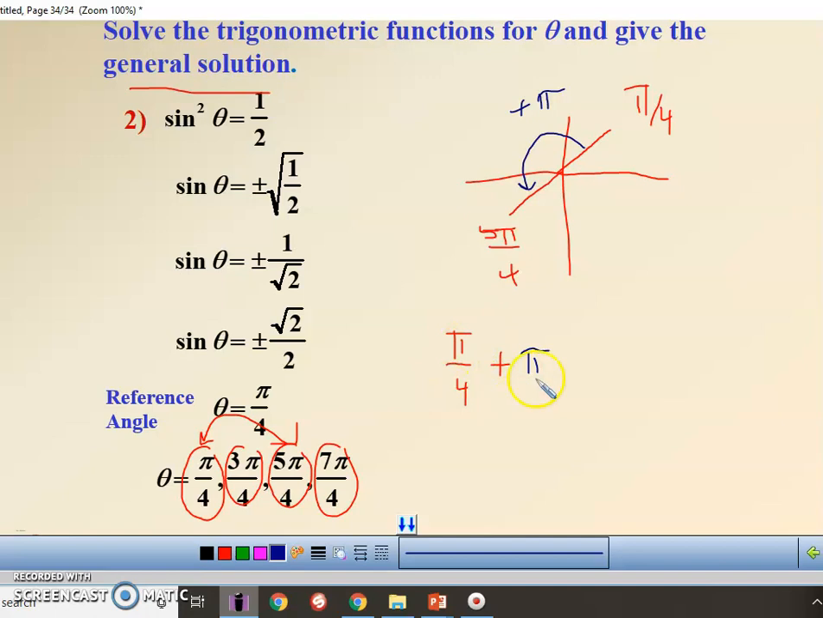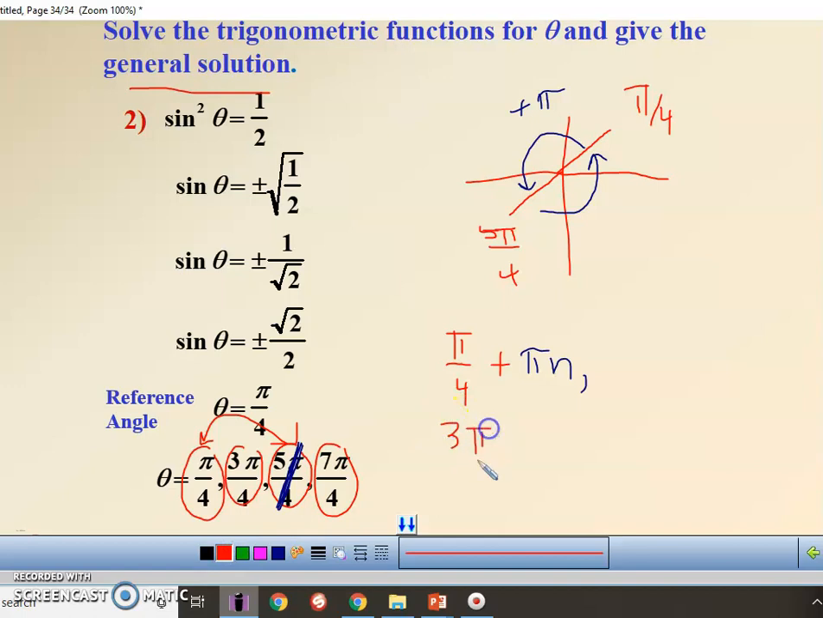Then this would be 5 pi over 4 here. If I add pi to that, that would give me the same thing as taking pi over 4 and adding 2 pi units to it. So I don't have to write 4 different instances of the general solution. I can get rid of this one and just simply write pi over 4 plus pi n, because that will cover the 5 pi over 4 and then everything in between those two by just simply going pi units apart from each of my answers.